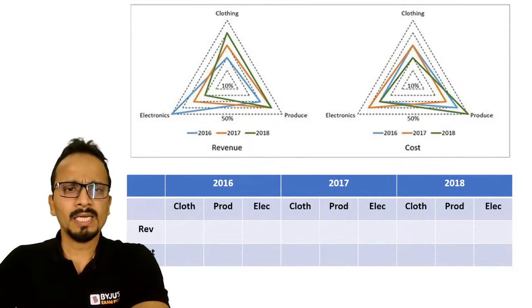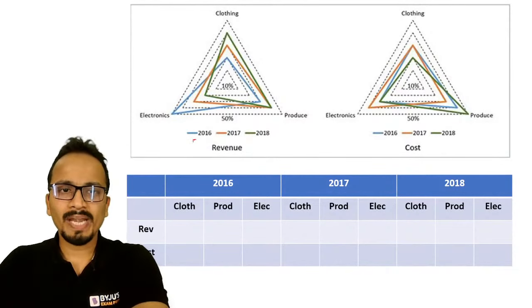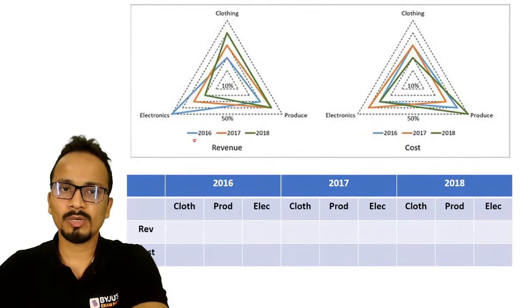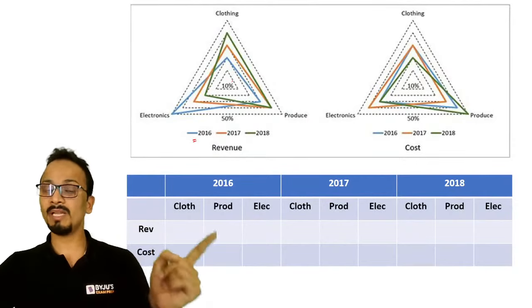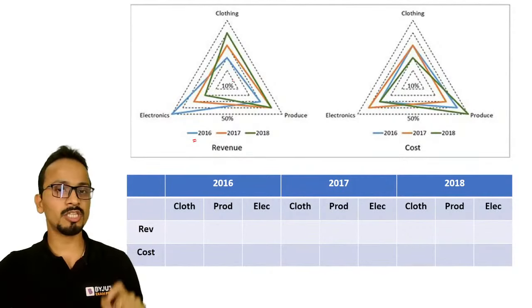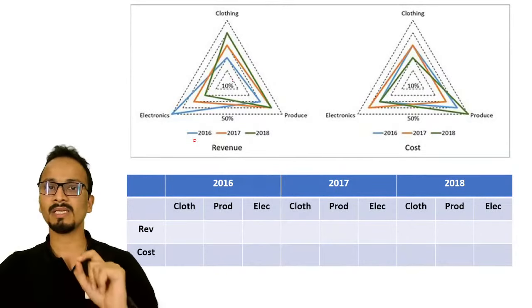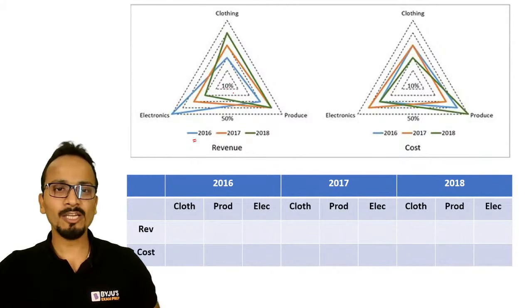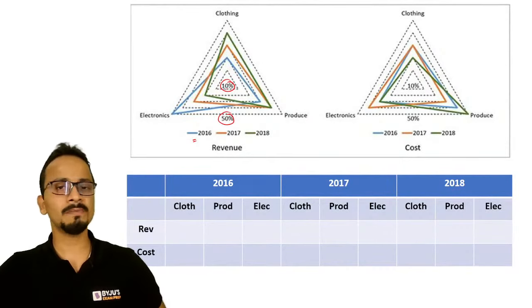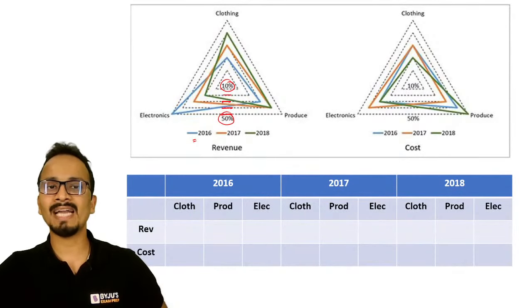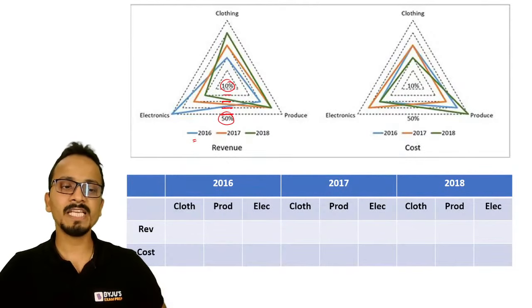If I talk about the year 2016 for clothing, there are 1, 2, 3, 4, 5 triangles. In a similar way, in the previous question there were 6 hexagons. Now there are 5 triangles. The values will be 10%, 20%, 30%, 40% and the last triangle will be 50%.